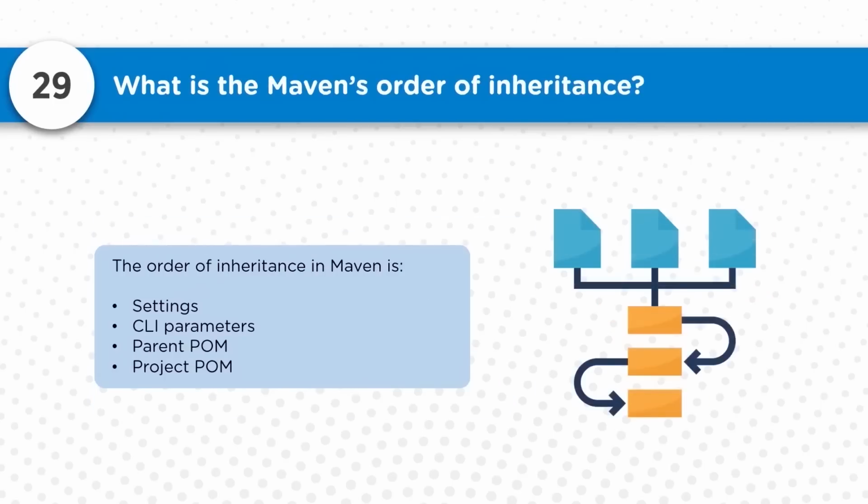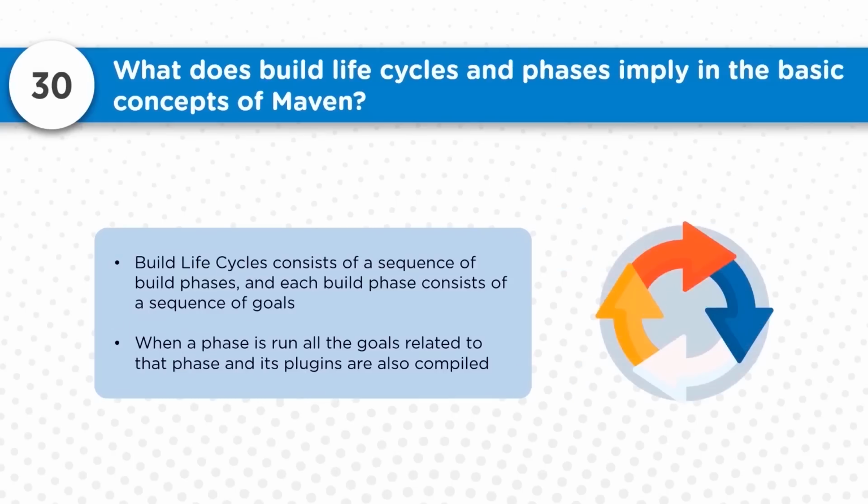So what exactly is the Maven order of inheritance here? The order of inheritance is the settings, CLI parameters, parent POM, and the project POM, which means that if you have some configuration in the settings, that will have the highest priority, then the CLI parameters, then the parent POM, and then the project POM. So this is the way the parameters or configurations will be picked up by Maven. So that's the order.